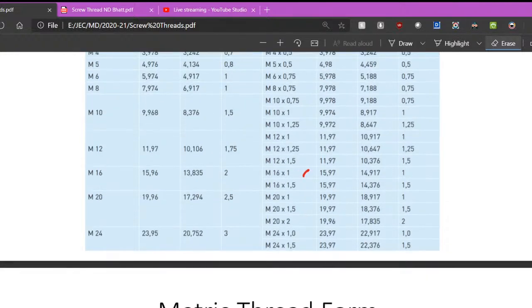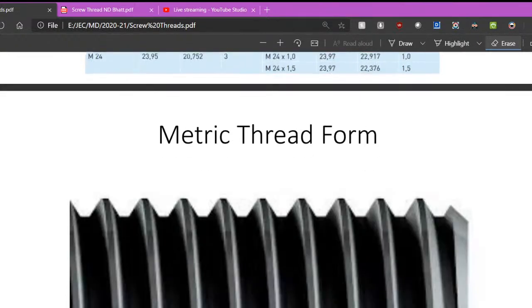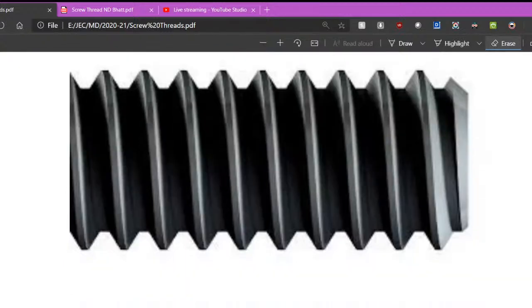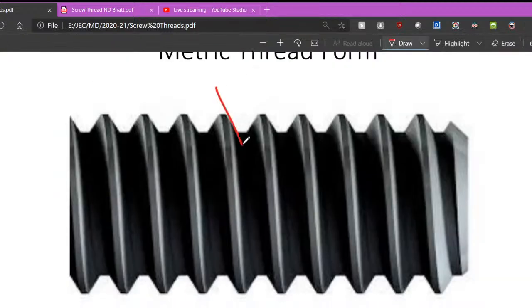Okay, then the metric thread form. Again you see the thread angle is 60 degree, and you see these are forming the triangle. And how have we got it? By removing some part from the crest side and from the root side.